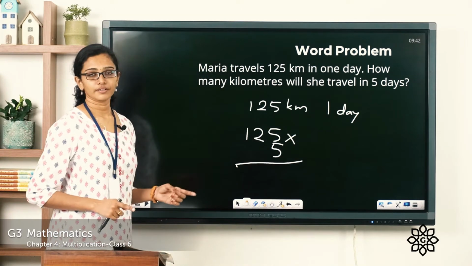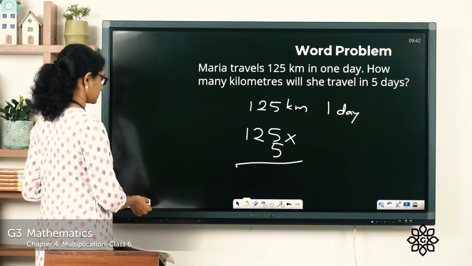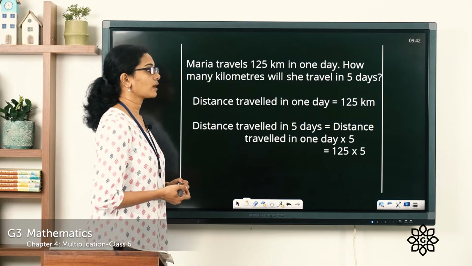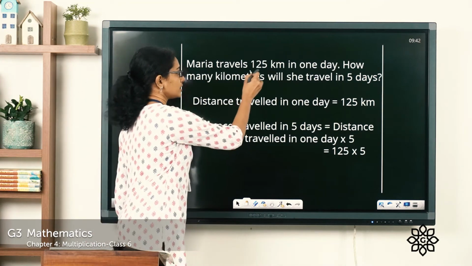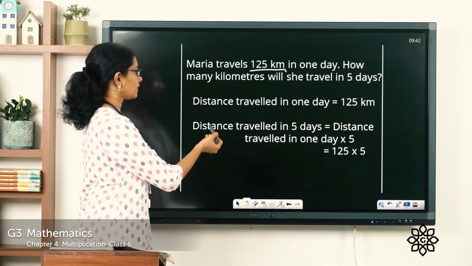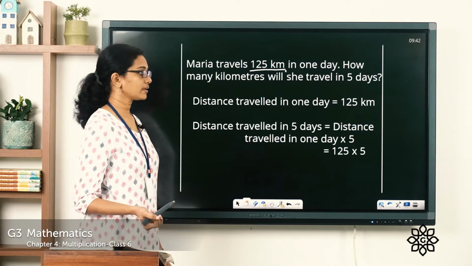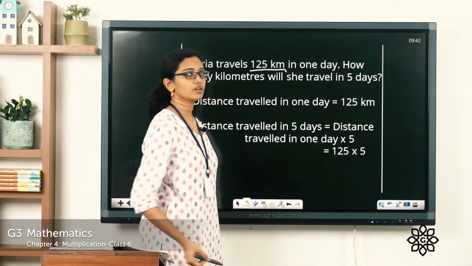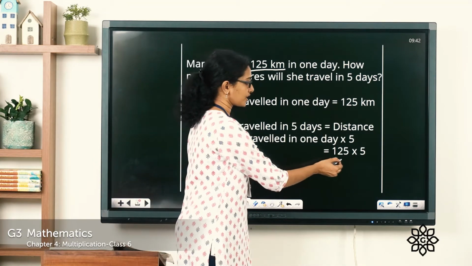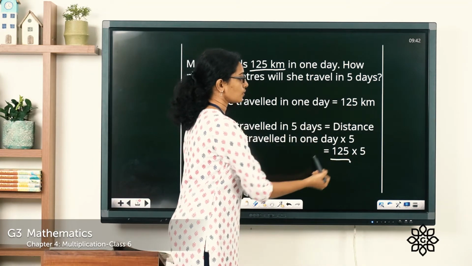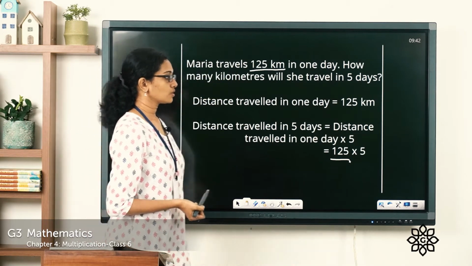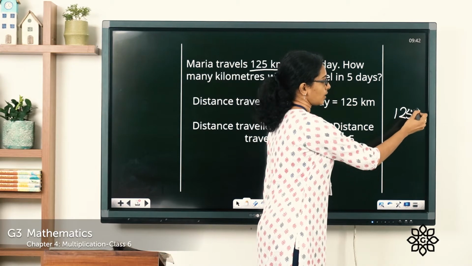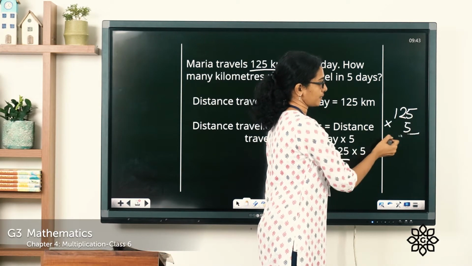Now, let's write down the steps from the data given in the question. The distance travelled in 1 day is equal to 125 kilometers. Now, the distance travelled in 5 days will be equal to the distance travelled in 1 day into 5. That is equal to 125 into 5. Now, let's do the multiplication in the working column. So, you have 125 into 5.